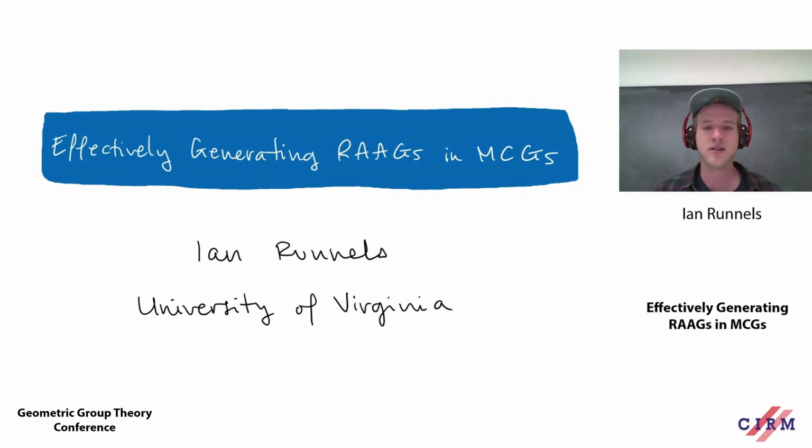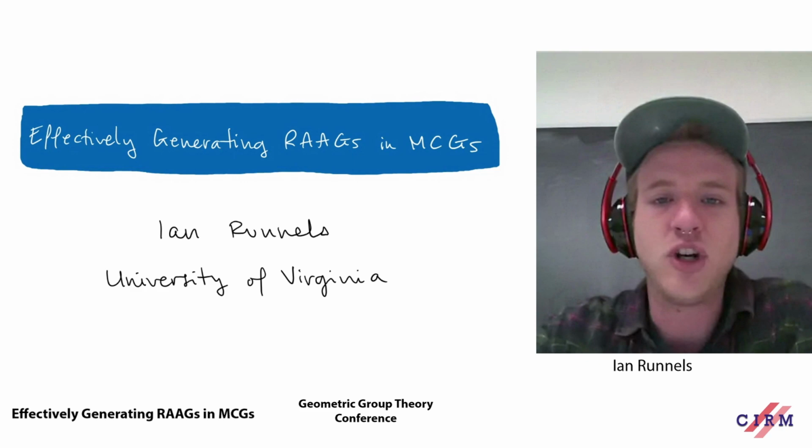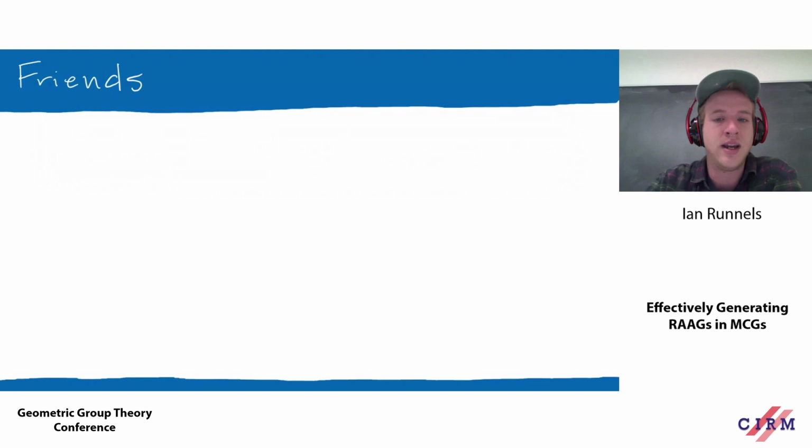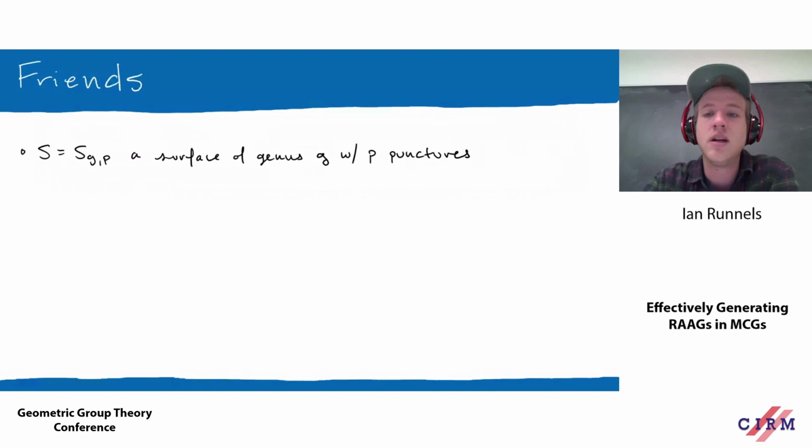I'm Ian Runnels from the University of Virginia, and today I'm going to tell you about some structural results regarding subgroups of mapping class groups. So we'll start with our cast of characters for the talk today. S will be a surface of some genus G and some number of punctures P. And I suppose nowadays I should say of finite type, so both G and P are finite.